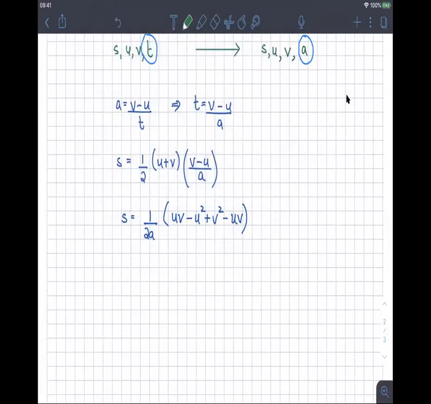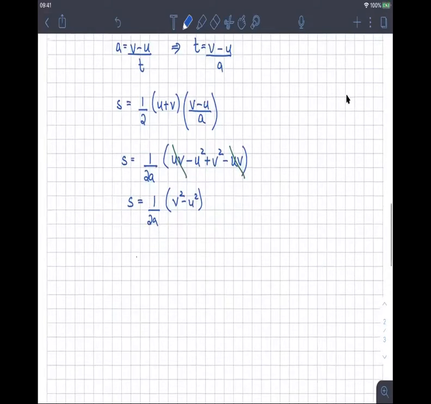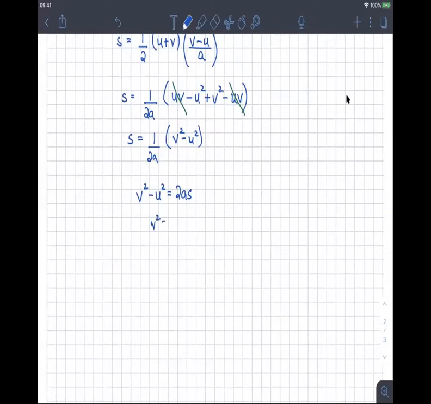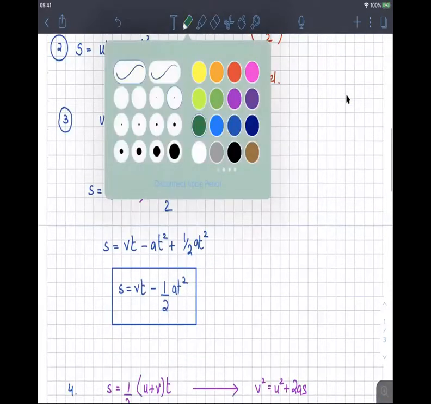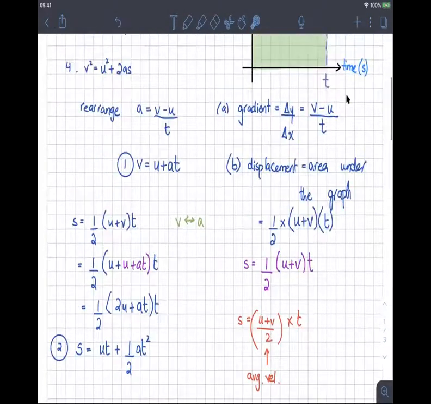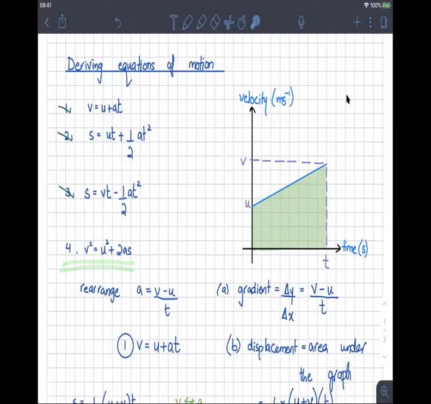And what does that leave us with? The uv goes away with the uv right here. And we have 1 over 2a times v squared minus u squared. And you can see the rest is just pretty straightforward. This is equal to 2as. And if you rearrange, it's v squared is equal to u squared plus 2as. And that is the fourth equation that we were interested in, which is right here. So that's about it, and we're done.